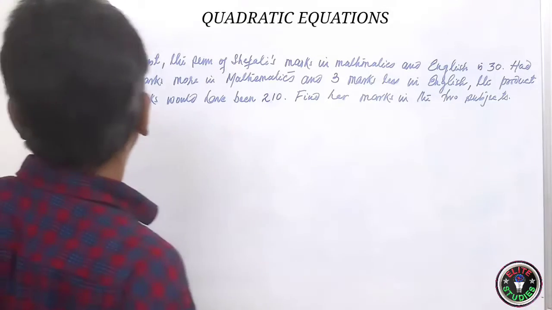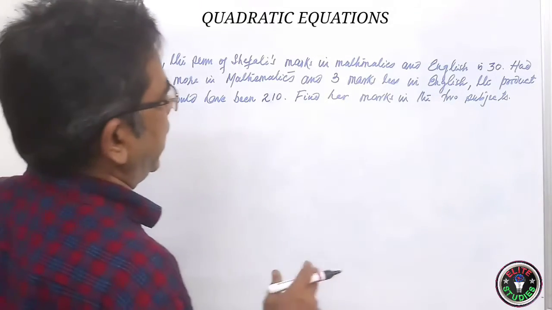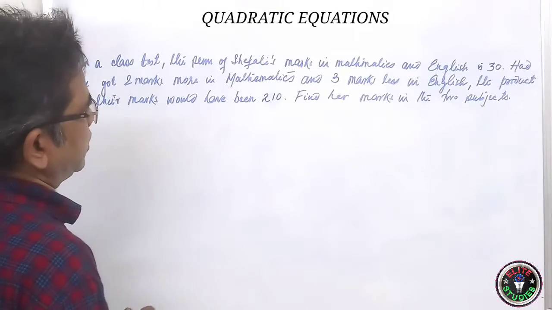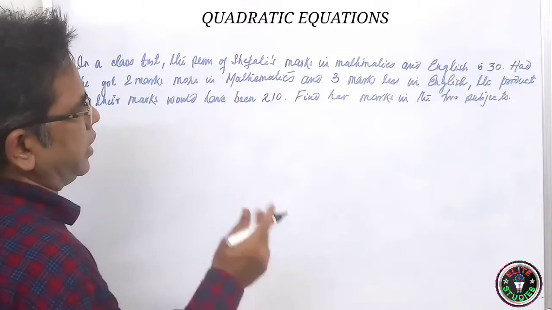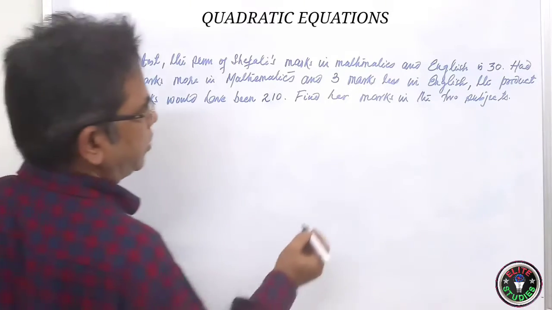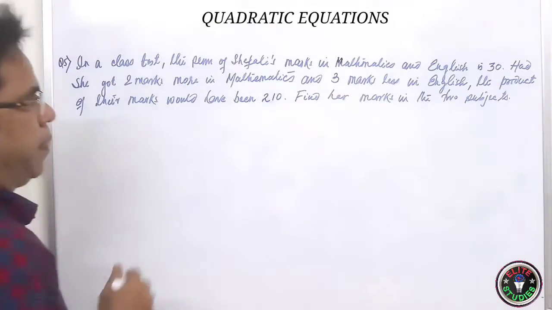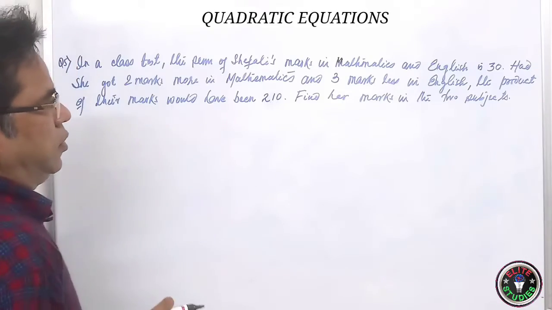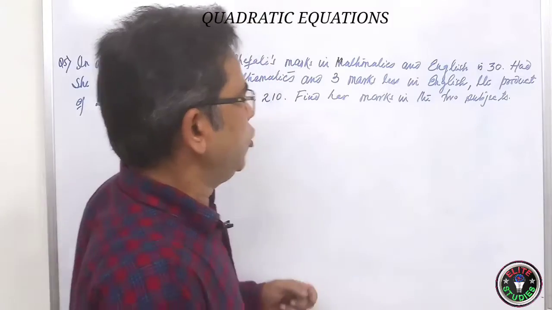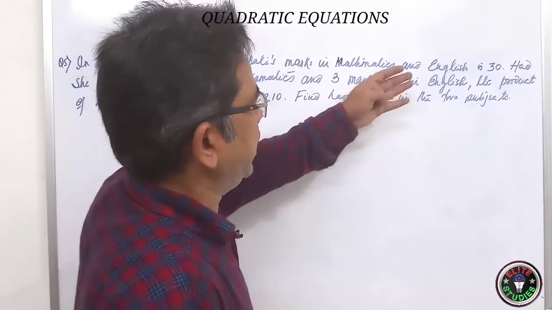Now question number 5. In a class test, the sum of Cephal's marks in mathematics and English is 30. Had she got 2 marks more in mathematics and 3 marks less in English, the product of their marks would have been 210. Find her marks in the 2 subjects. So you have to find the marks in the 2 subjects. You will be tempted to take marks obtained in maths as x and in English as y.